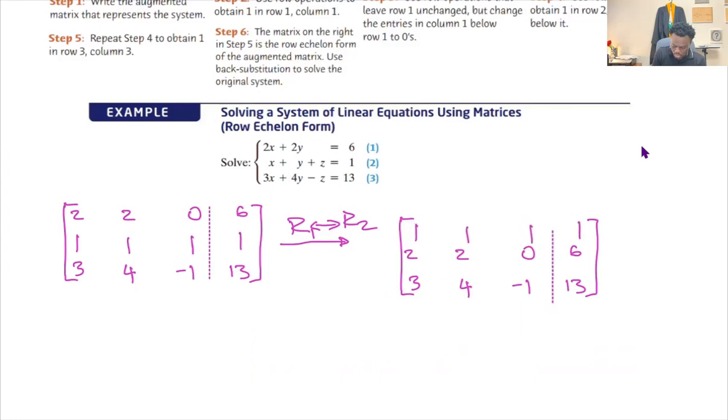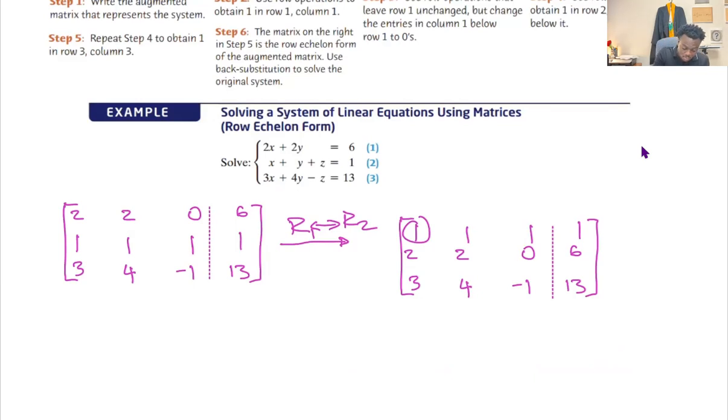And then, okay, I have one right here, and that's what I wanted. That's the first move you do. Always want the one in the top left corner, for A11. A11, you want it equals 1.